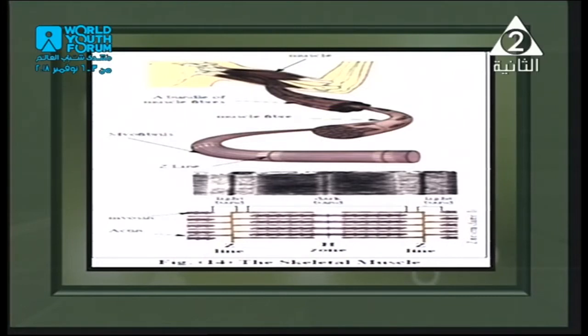And this is a form of the units that form the striated muscles. This is a form of striation, and the difference between the Z line, H zone, I bands, A bands, and so on. So this is the shape of the skeletal muscle under the microscope.